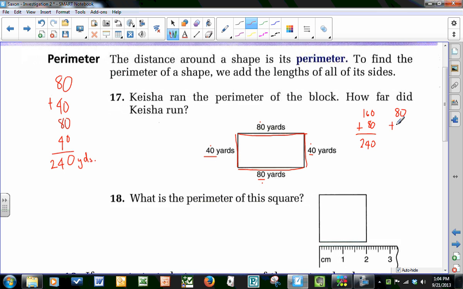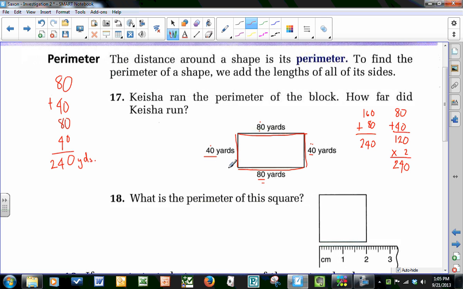Or you could say, well, 80 yards plus 40 yards, how much is that? Well, that's 120 yards. That's halfway. And then you could double it. You could multiply it by 2 if you know how to do that. And you could say, well, 2 times 1 is 2, and 2 times 2 is 4, and 2 times 0 is 0. So there are multiple ways that you could add these four numbers together.